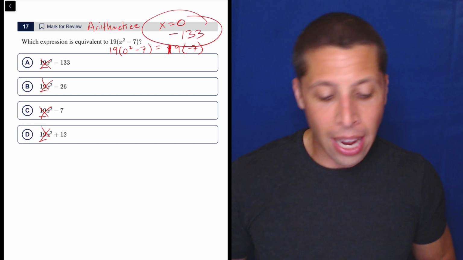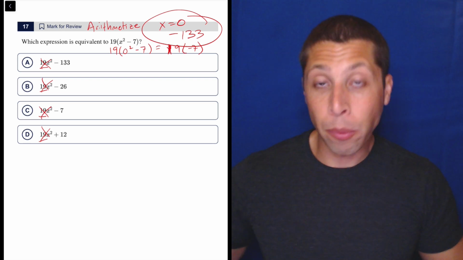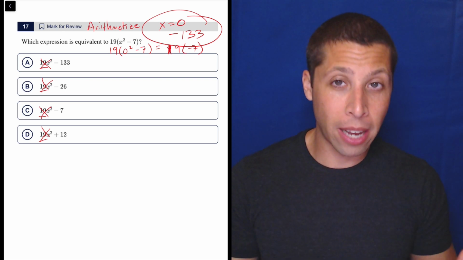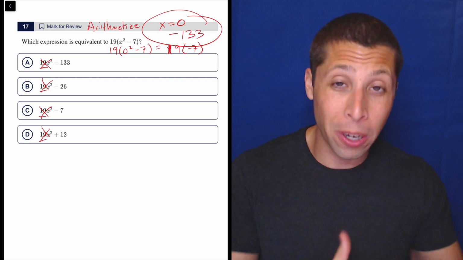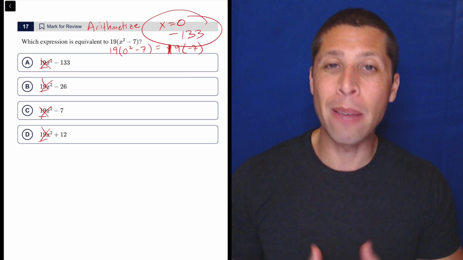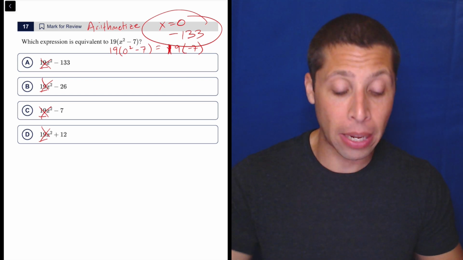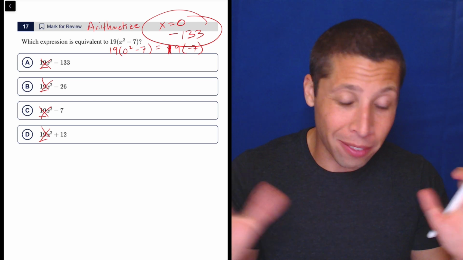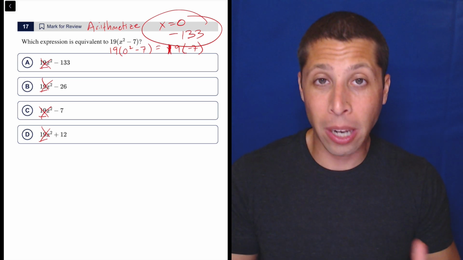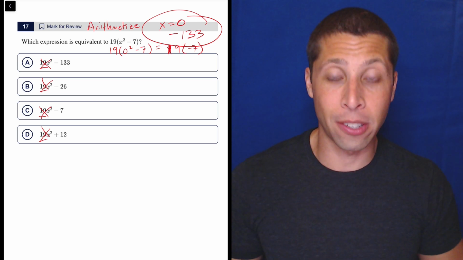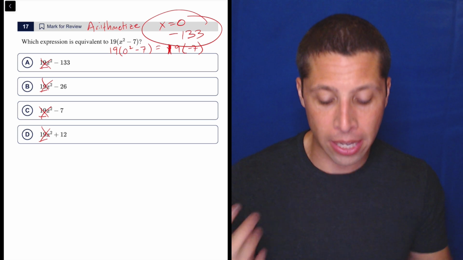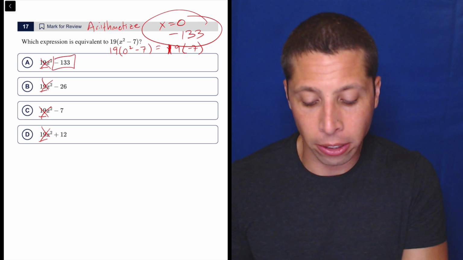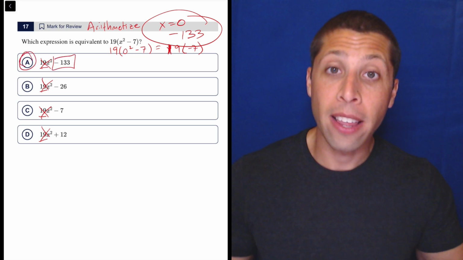So now basically I've made up my own point, right? We're always trying to plug points into equations. What arithmetize does is when we don't have points, but we do have equations, we are able to still plug something in by making something up. My x value is 0. My y value kind of is negative 133. But at this point, I'm just thinking if I were to plug x into these equations, which one would also give me negative 133? It is very clearly choice A. That is very clearly the answer.